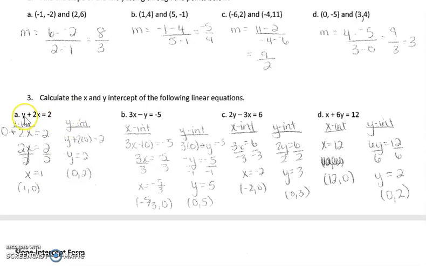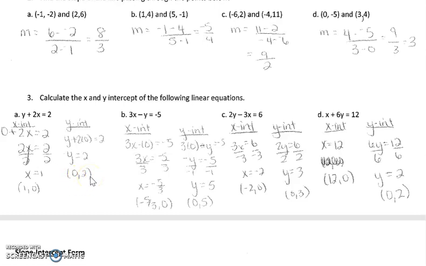Go back to the original equation. You have to find your y-intercept this time. You find your y-intercept by plugging in 0 for x. So y plus 2 times 0 equals 2. Again, 2 times 0 is 0. Do you need to bother adding 0? No, it doesn't change anything. So you just end up with y equals 2. You plugged in 0 for x. You got an answer of y equals 2, so 0, 2.